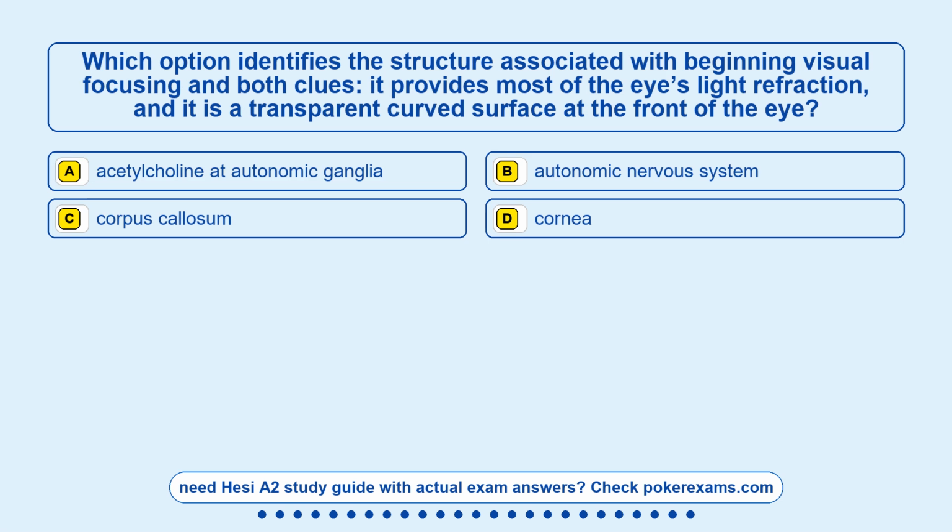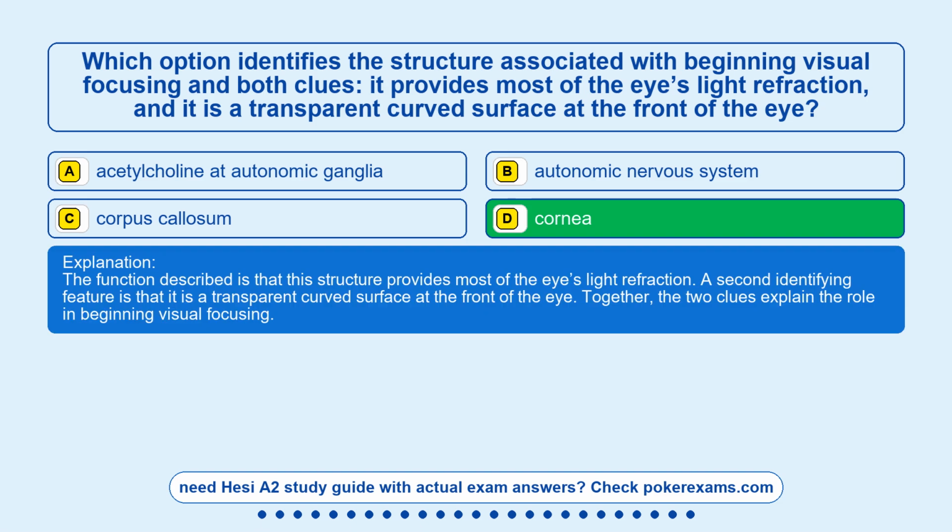Question 21. Which option identifies the structure associated with beginning visual focusing and both clues? It provides most of the eye's light refraction, and it is a transparent curved surface at the front of the eye. Option A, the acetylcholine at autonomic ganglia. Option B, autonomic nervous system. Option C, corpus callosum. Option D, cornea. The correct answer is option D, cornea.